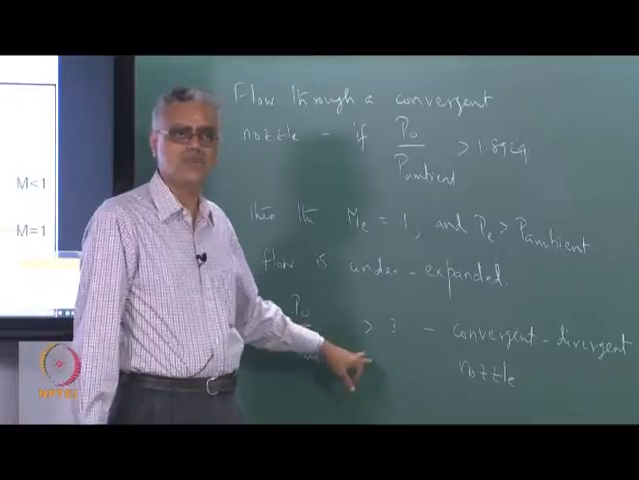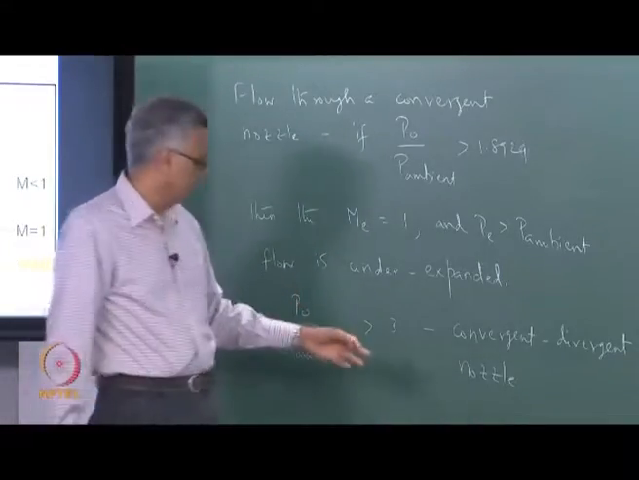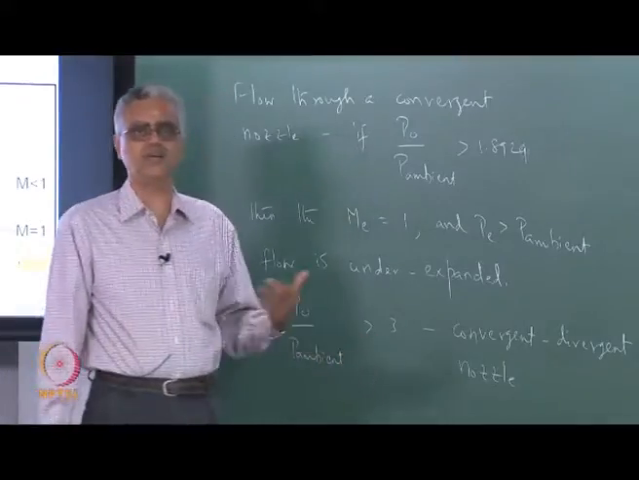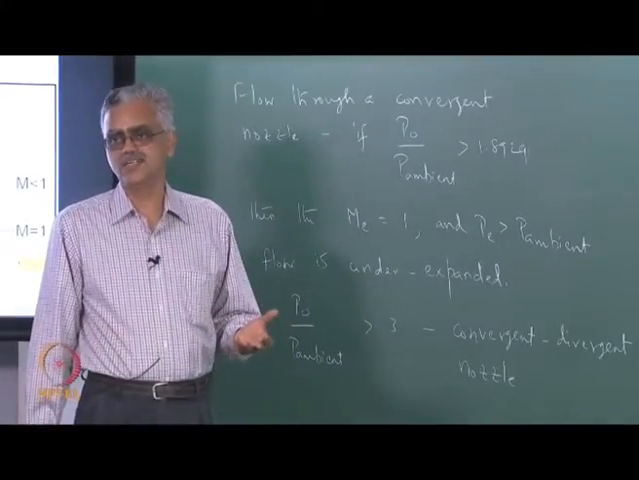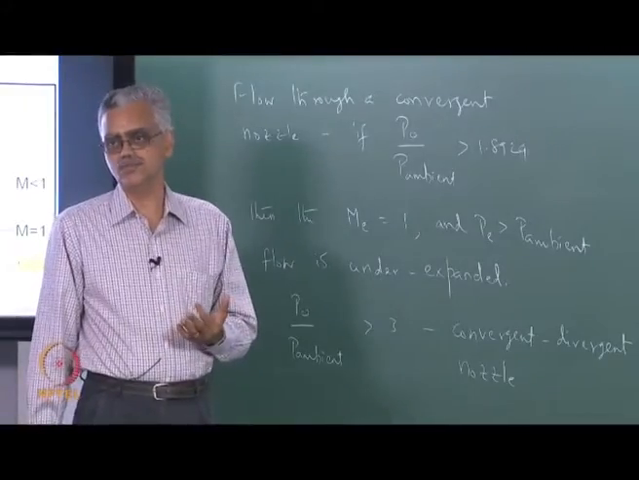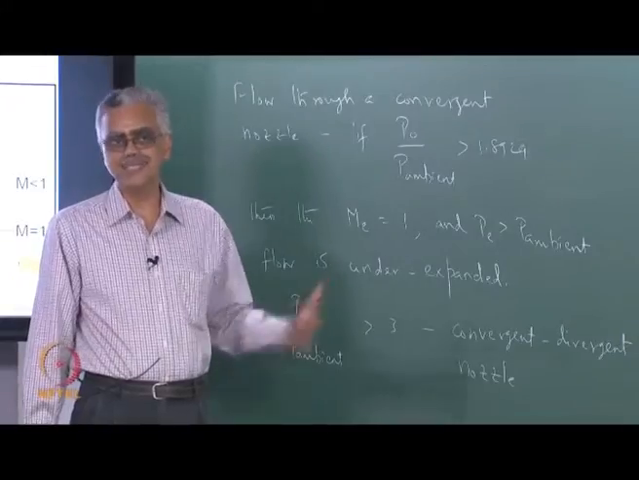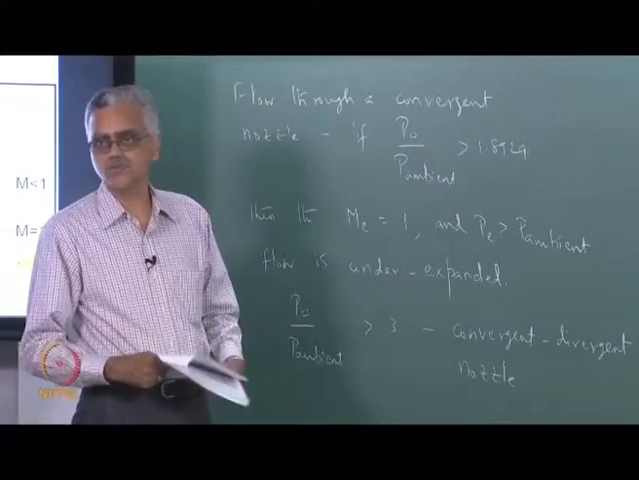This 3 is just a rule of thumb. Depending upon the complexity and the other issues, we may even say up to 5 I can afford to lose the thrust, because the convergent nozzle is less complex than the convergent divergent nozzle. And we are going to see the additional complexities that a CD nozzle brings in next.